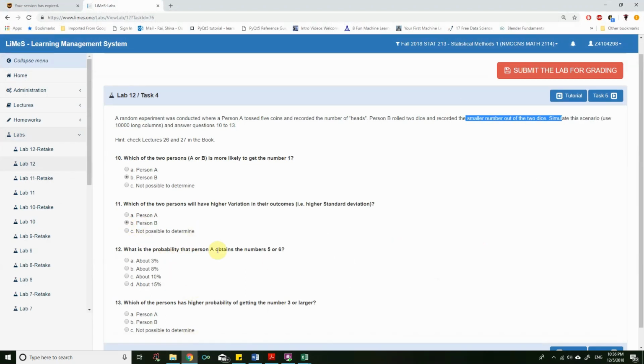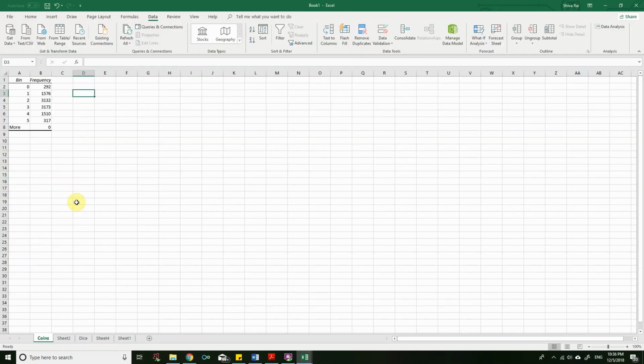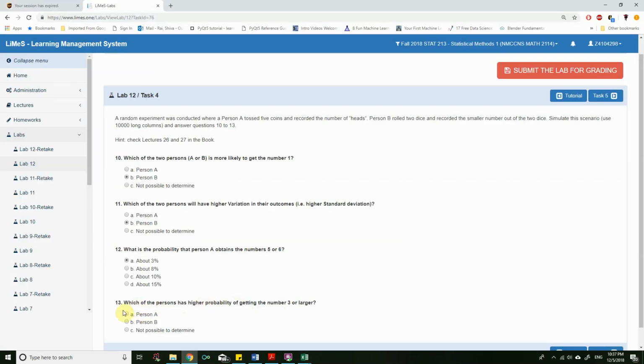What is the probability that person A obtains number 5 or 6? Person A is tossing coins, so 5 or 6. Since 6 is not possible for person A, since the highest outcome is 5, we would just go for 317 divided by 10,000. That's 3%. So equals 317 divided by 10,000. That's 0.0317, which means 3.17%, about 3%.